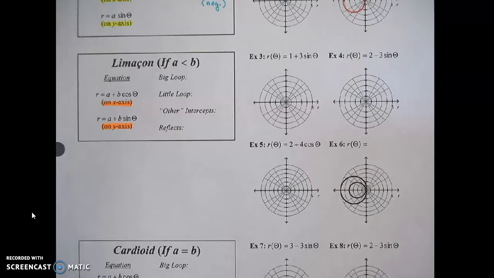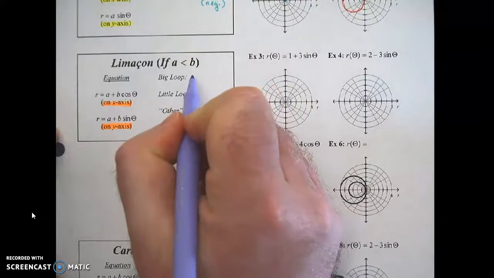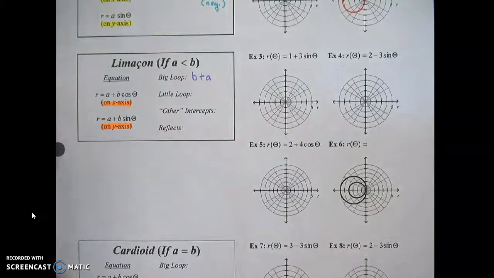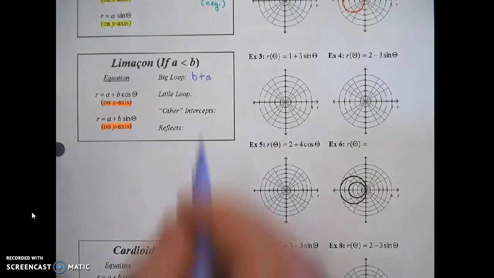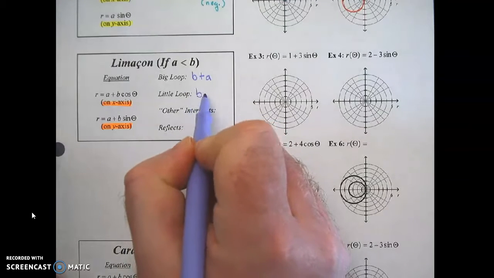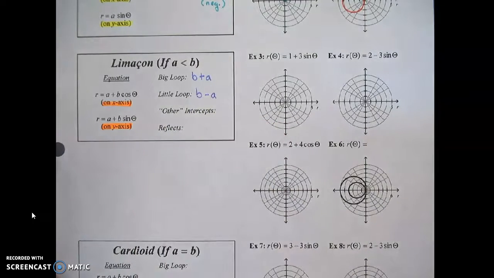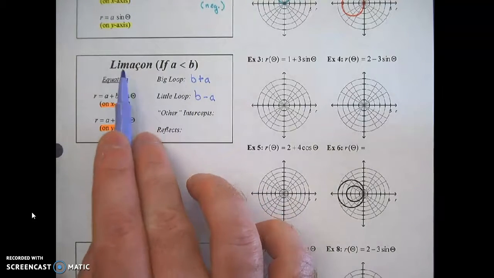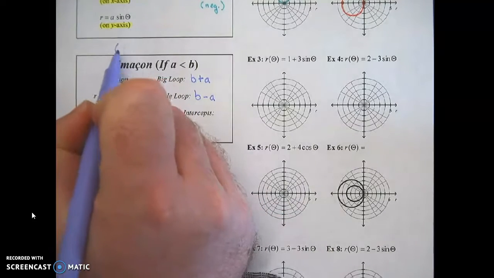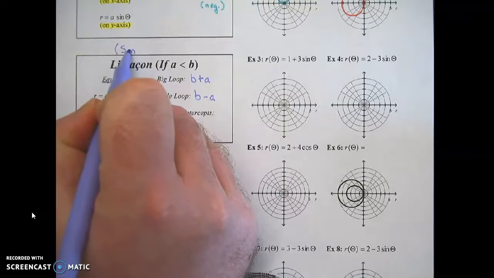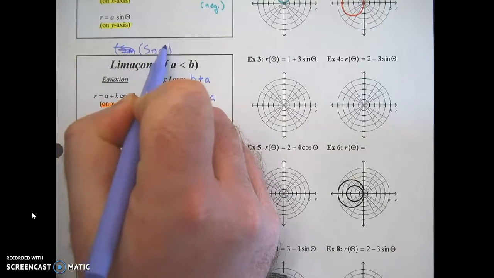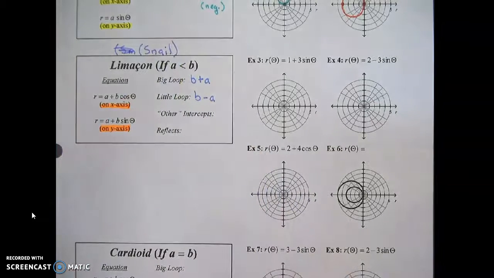So we know that the big loop is B plus A, and I'm going to write it in that order for a reason. And then our little loop is B subtract A. I want them to look in the same format. Remember, going back here, limaçon, say it with me. Limaçon means snail. And so we get our little snail shape.